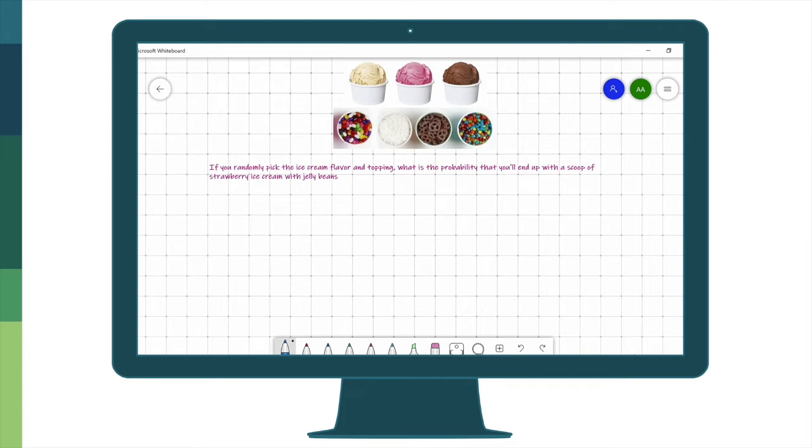And suppose we're at King's Dominion with our friends, and you have enough money for 1 scoop of ice cream and 1 topping. And so we have a picture here that we're going to work with. If we randomly pick the ice cream flavor and topping, what is the probability that you'll end up with a scoop of strawberry ice cream with jelly beans? And so what we want to do is find out all of the combinations that are possible here, and then we're going to be able to identify that theoretical probability. So we're going to use a table.